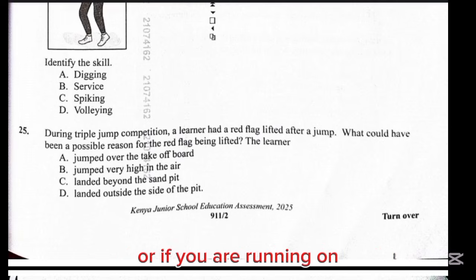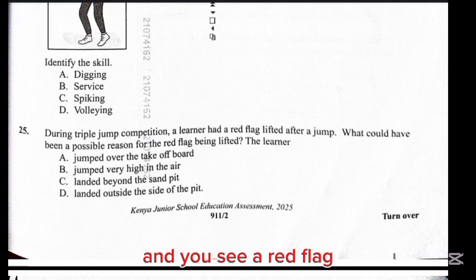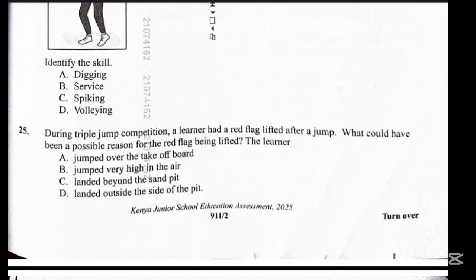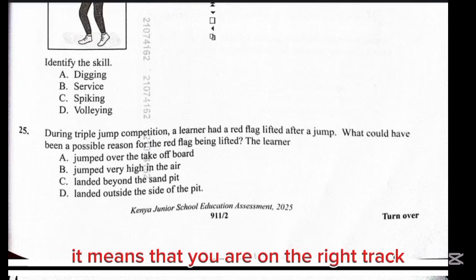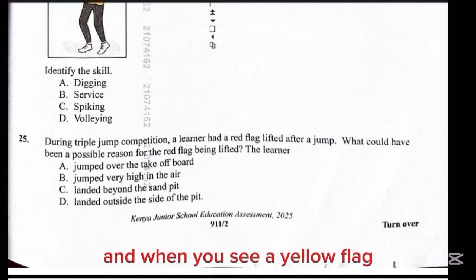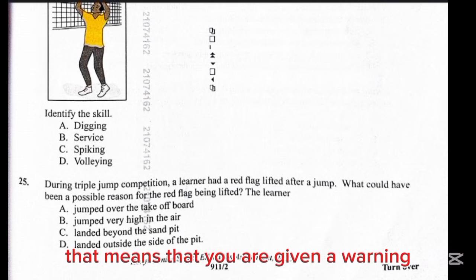Or if you are taking part in a certain race and you see a red flag, that means that you have been disqualified. So when you see a white flag, it means that you are on the right track. What you have done is correct. And when you see a yellow flag, that means that you are given a warning.